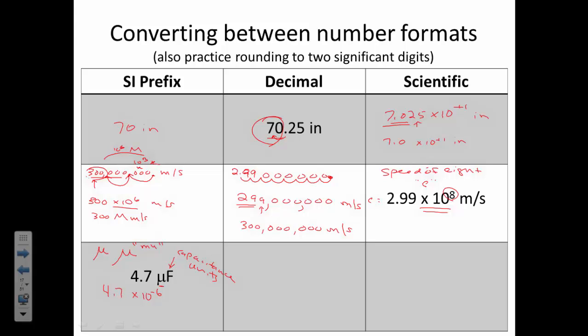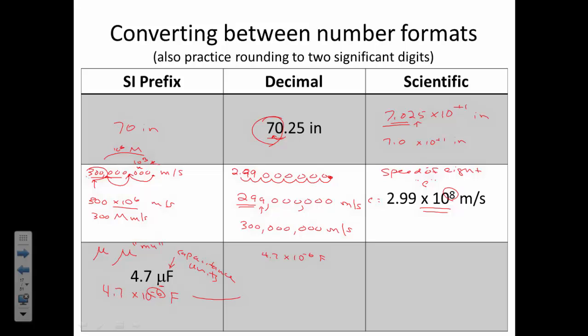All right, so we've got 4.7 times 10 to the minus 6 farads. Now I need to convert this into a decimal. So I'm going to shift my decimal place over for my 10 to the minus 6. Now, I'll do that over here to myself. 4.7 times 10 to the minus 6.